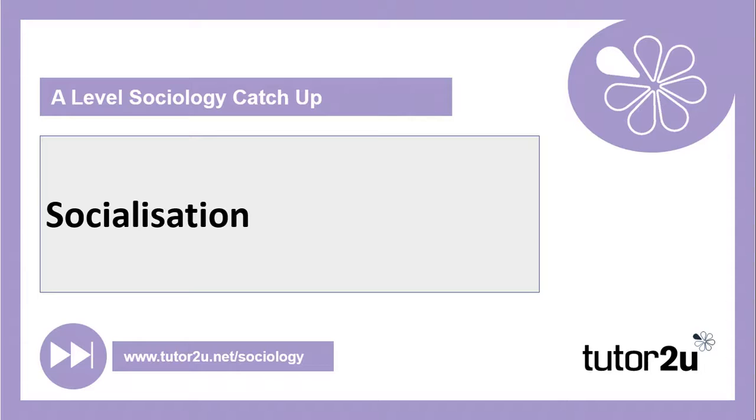In this lesson we're going to look at one of the core themes that runs right across the A Level specification, socialisation. This will help you to apply your understanding of the processes of socialisation to a range of different areas across the specification and help you to be able to make synoptic links between the different modules that you selected to study.